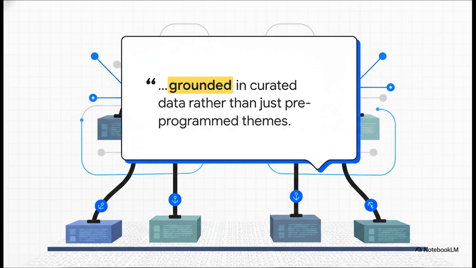As our source material explicitly states, the AI acting as the project manager of human intent is grounded in curated data rather than just pre-programmed themes. That word grounded is incredibly important here. The AI is fully anchored to the specific materials you provide. It is tethered to your sources. This is the exact mechanism that keeps the AI from wandering off into generic assumptions or hallucinating made-up information. It doesn't need to guess anymore. It literally just looks at the curated data you gave it.